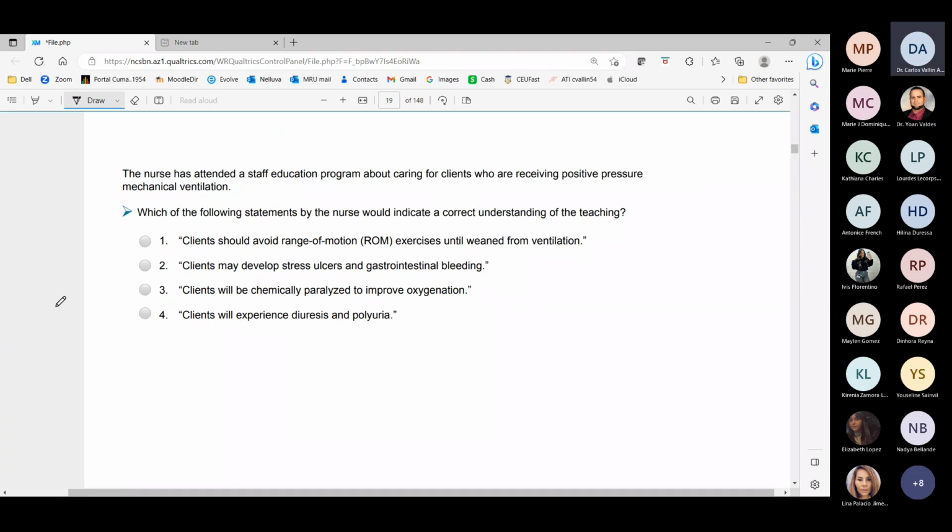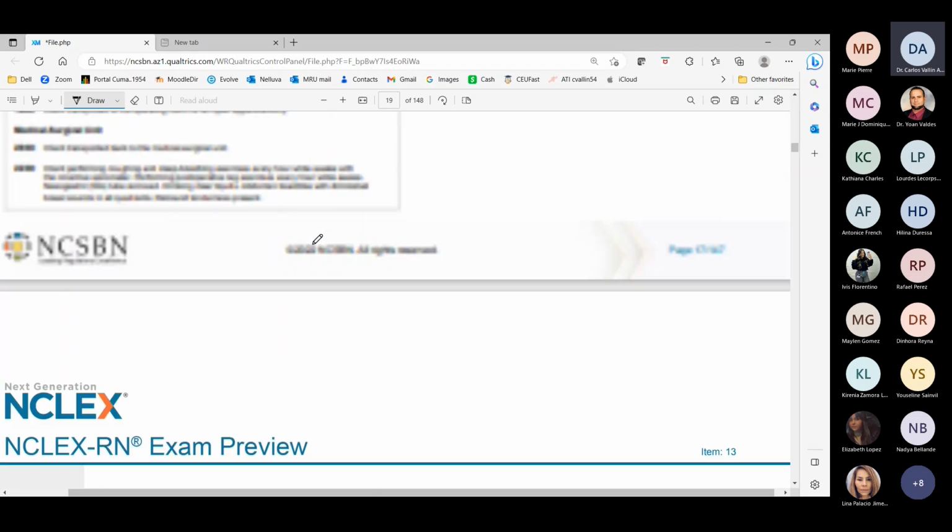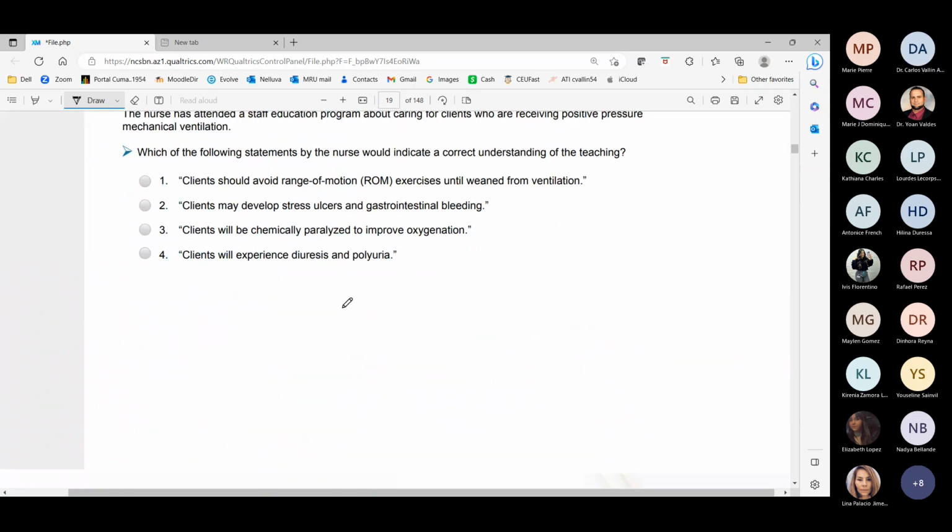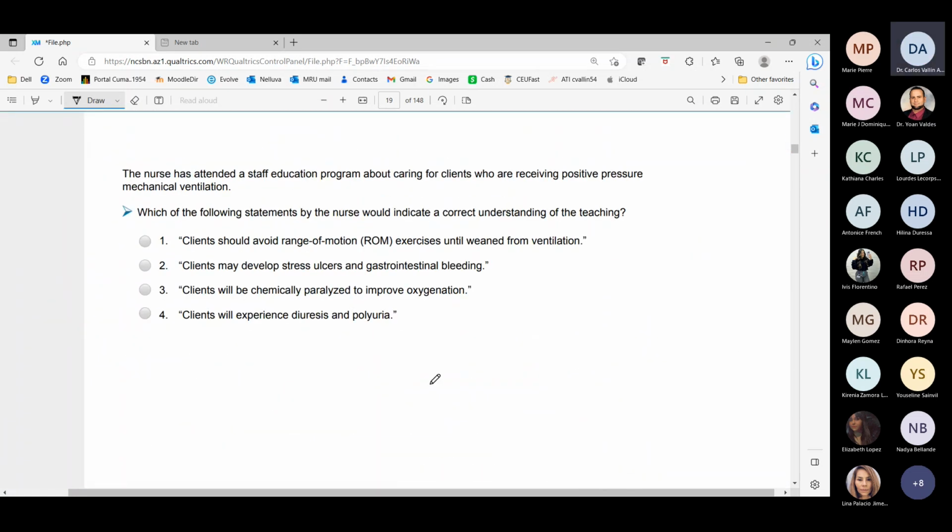Okay, let's continue with the other questions. Remember that the majority are going to be traditional questions. Those are going to be the minority. The nurse has attended a staff education program about caring for clients who are receiving positive pressure mechanical ventilation. Positive pressure mechanical ventilation is a client that has an endotracheal tube and a machine is pushing air inside the lungs of the client. This is what positive pressure means.